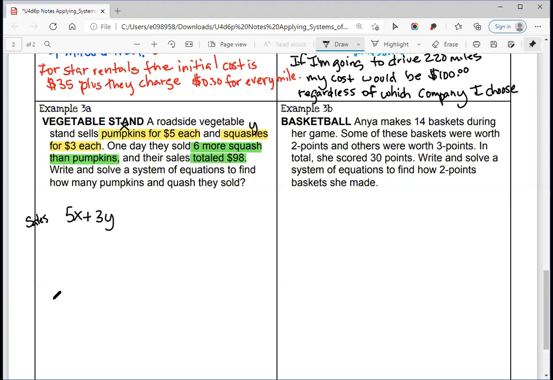All right. Now, one day they sold 6 more squash than pumpkins, and their sales totaled $98. Okay. Write and solve a system of equations to find how many pumpkins and squash they sold. Okay. So I feel like something's missing. Do y'all feel like something's missing?